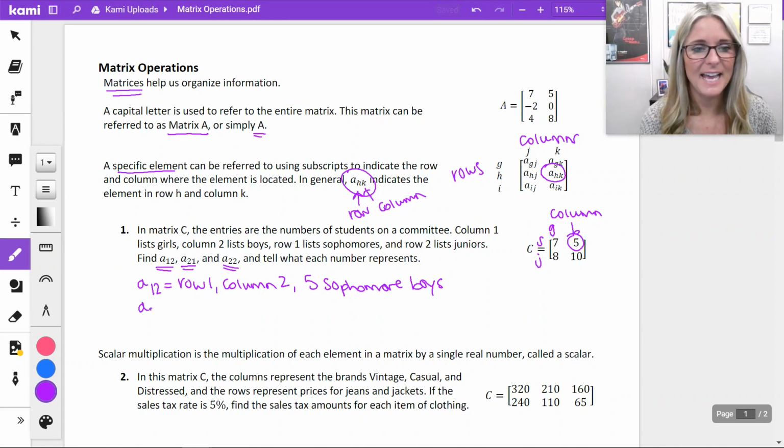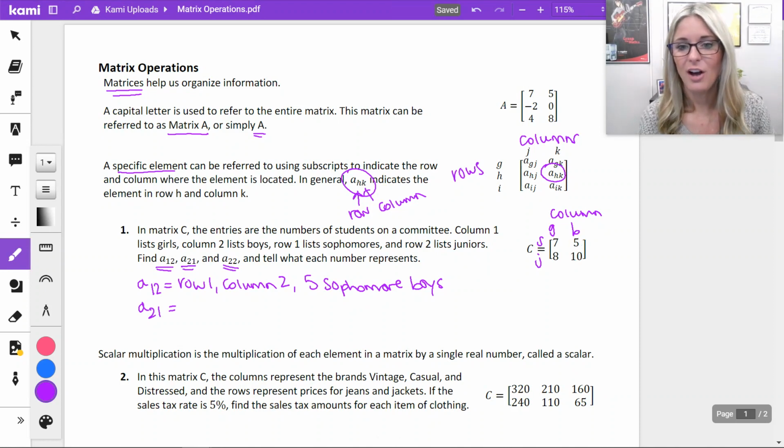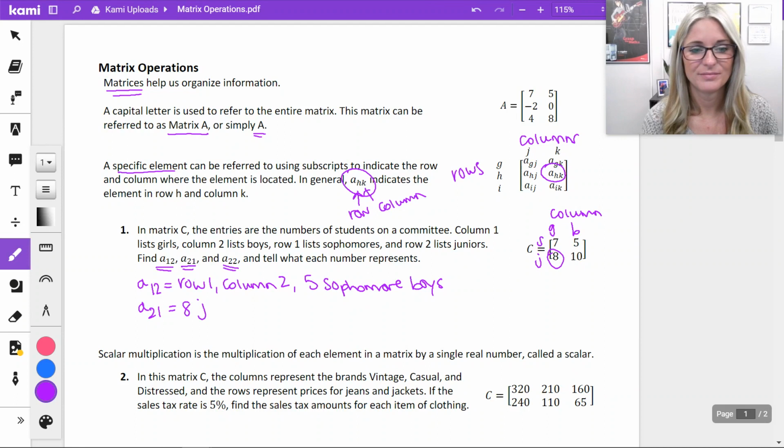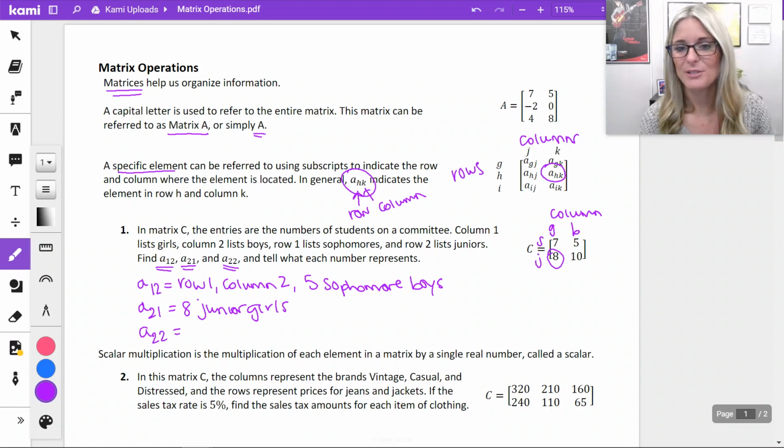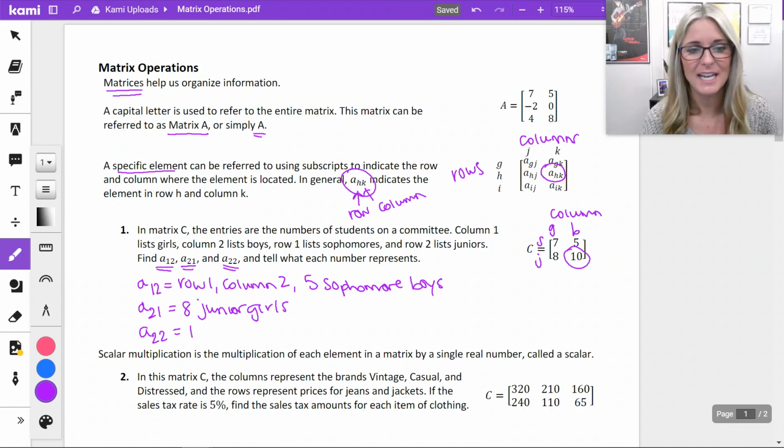Let's look at A sub 2,1. So row 2, the juniors, column 1, we're looking at that 8. That is going to represent 8 junior girls. Let's look at A sub 2,2. Row 2, column 2 is going to be the juniors and the boys. This 10 here, so we have 10 junior boys.